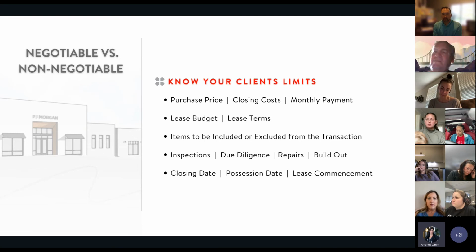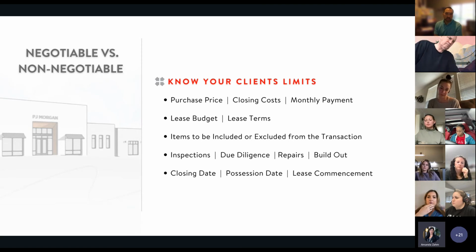Same with even as little as things included or excluded from the transaction. Maybe they absolutely need to have A, B, and C. They need to have the washer and dryer. They don't have one, they can't afford to buy a new one. So that's not negotiable. We have to find a property where that's going to be included. Same thing with inspections. Some buyers are going to demand an inspection. Some are totally fine with waiving it. But if you're going to have a counteroffer saying we don't want to do the inspection, then you need to know up front, is that going to be okay or is it not going to be okay? Do I need to immediately start fighting for my client, or can I go back to them and talk them into this new solution that we have?